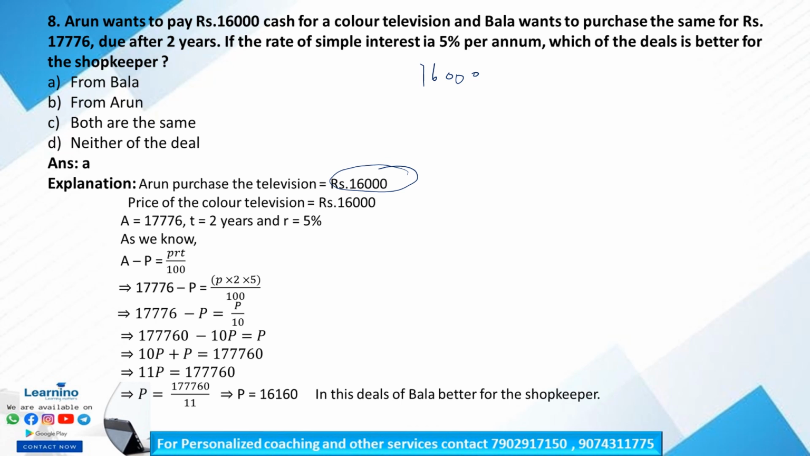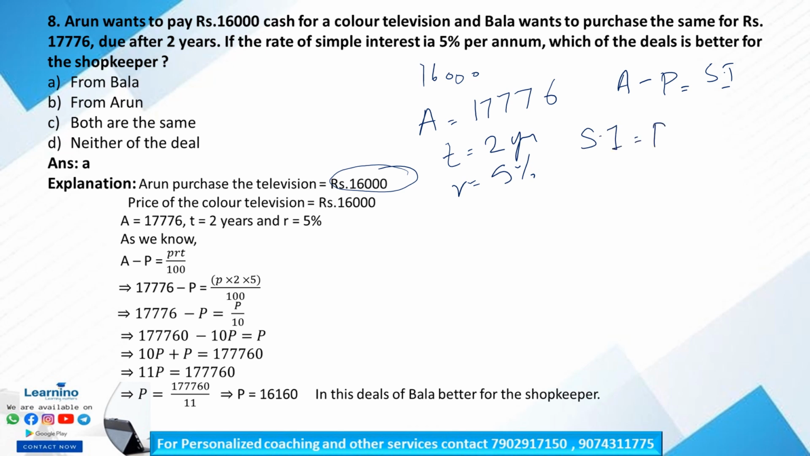So Bala wants to purchase the same for rupees 17,760. So here the amount is equal to 17,760. The time period is 2 years and the rate of interest is 5%. So what is simple interest? Simple interest is amount minus principal amount, right? So what is the equation for simple interest? Simple interest is equal to P into R into T. Is it clear?